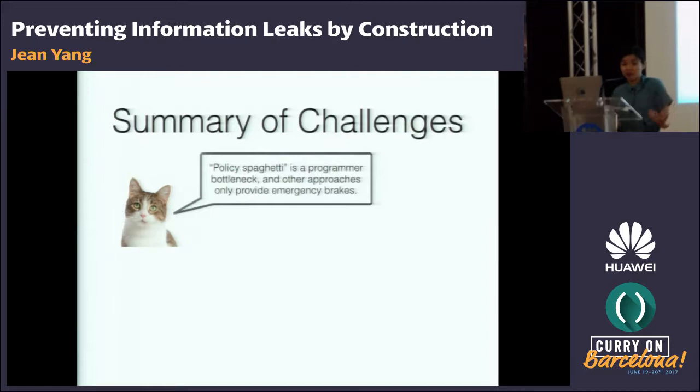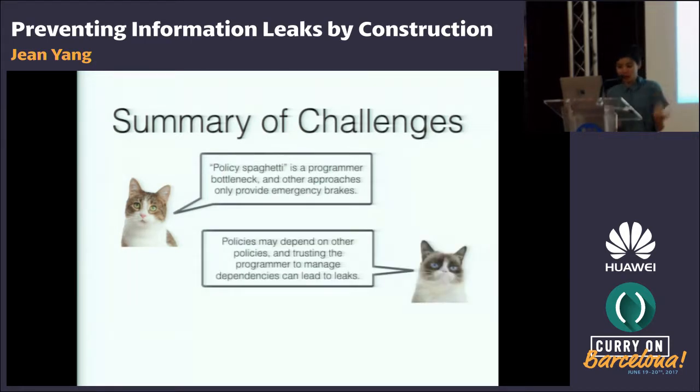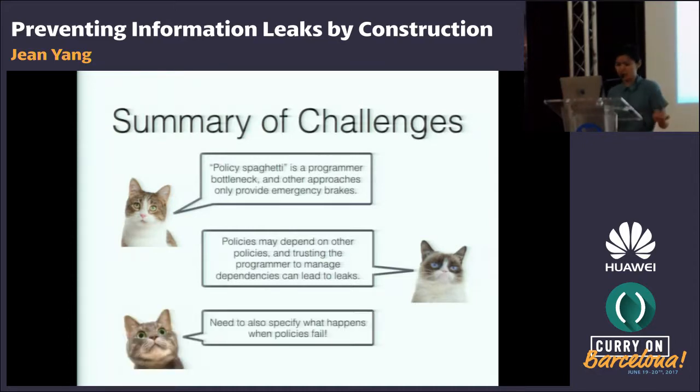So as more and more programs deal with sensitive information, every single programmer has to worry about information flow all across your program. This is really holding programmers back. Policies might depend on other policies, and trusting the programmer to manage these dependencies can lead to leaks. So if you imagine programmers already have to deal with policy spaghetti, but they also now have to deal with policies getting more complicated. Am I dealing with all the policies correctly? Am I dealing with all of the dependencies between policies correctly? This is becoming increasingly challenging. And there's also the problem of specifying what happens when policies fail. So if you remember from the policy spaghetti code, there's just all these cases that programmers currently have to handle.